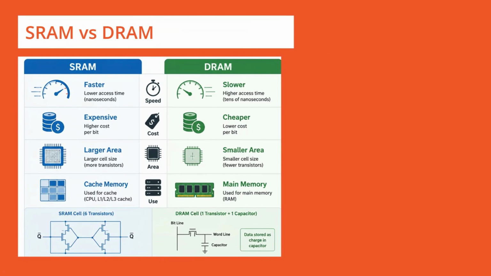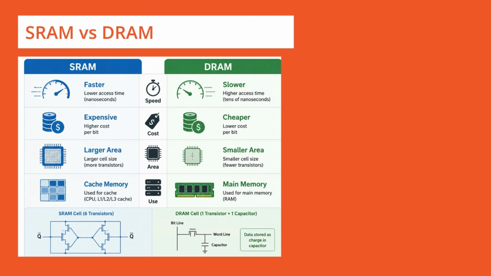DRAM, on the other hand, is slower compared to SRAM, but it occupies much less area and it is significantly cheaper. This makes DRAM ideal for building large memory such as 8 GB, 16 GB, or even 64 GB of memory system. That's why modern computers use SRAM for cache memory and DRAM for main memory. So, looking at the architecture of both the cells, the SRAM and the DRAM, let's now understand.